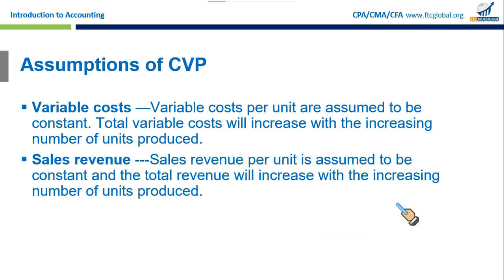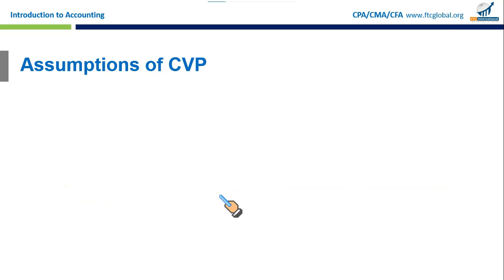Next assumption, sales revenue per unit is assumed to be constant. Let's say if the variable cost is 10 per unit, our selling price is 25. So whether you sell 1 unit or 1 million units, each unit sells for 25. Sales revenue per unit is the same, but the total revenue, of course, would increase if you sell more units. If you produce and sell more units, clearly, you will get a higher revenue.